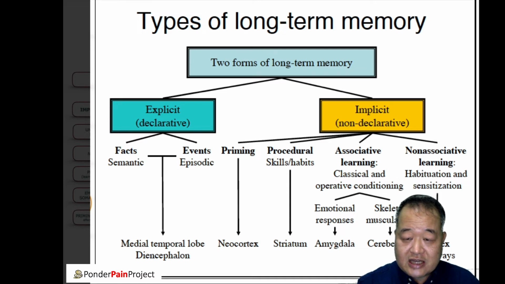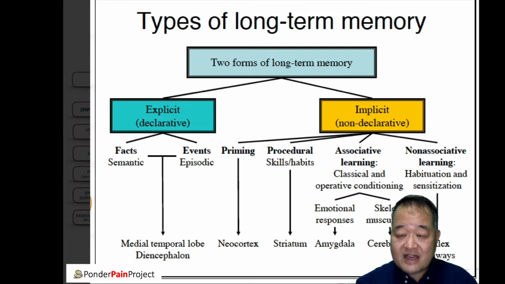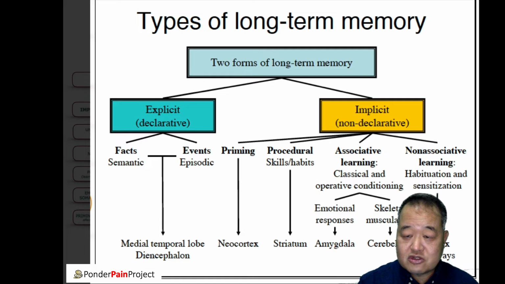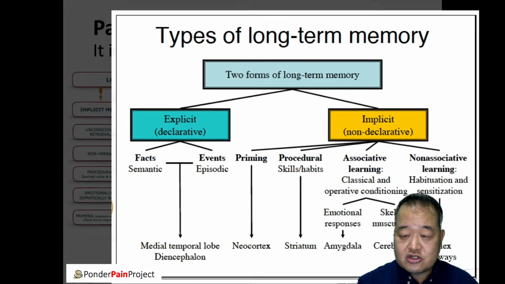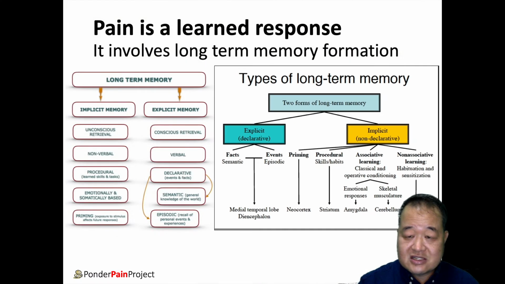And so you'll see that it's really about priming our pain systems. It's about the procedures and habits that are developed. And it's really about associative and non-associative learning. And these are big factors. And this is the focus of a lot of the research we're doing, the role that associative learning and non-associative learning has in developing these pain responses.